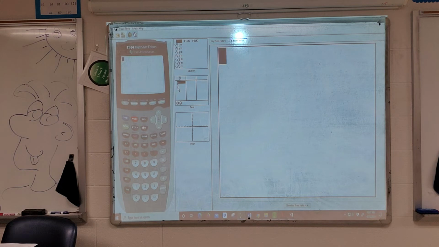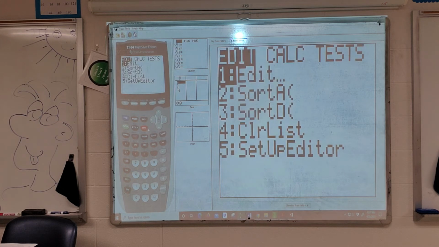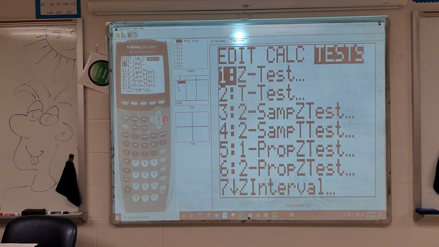Now what you're going to do is go to stat. Once we've got our matrices in there, we're going to go to stat and over to test. So we hit quit again, and then go back to matrix? Yeah, hit second mode to quit, go back to the main screen, and then go to stat and scroll over to test.